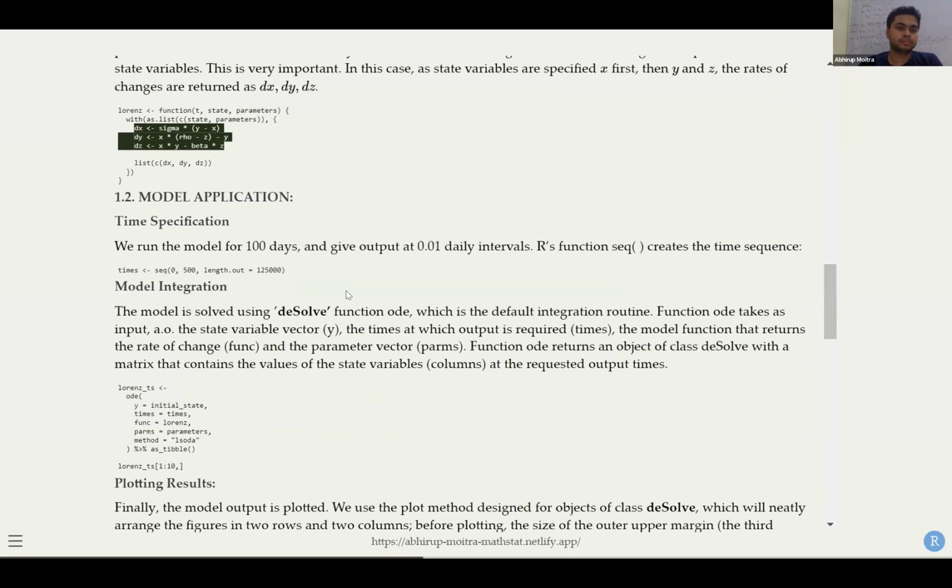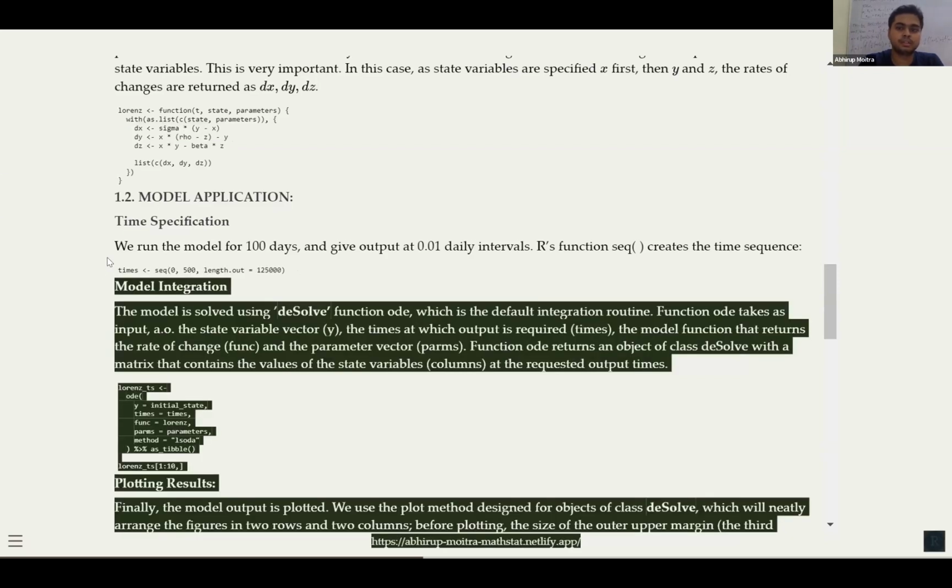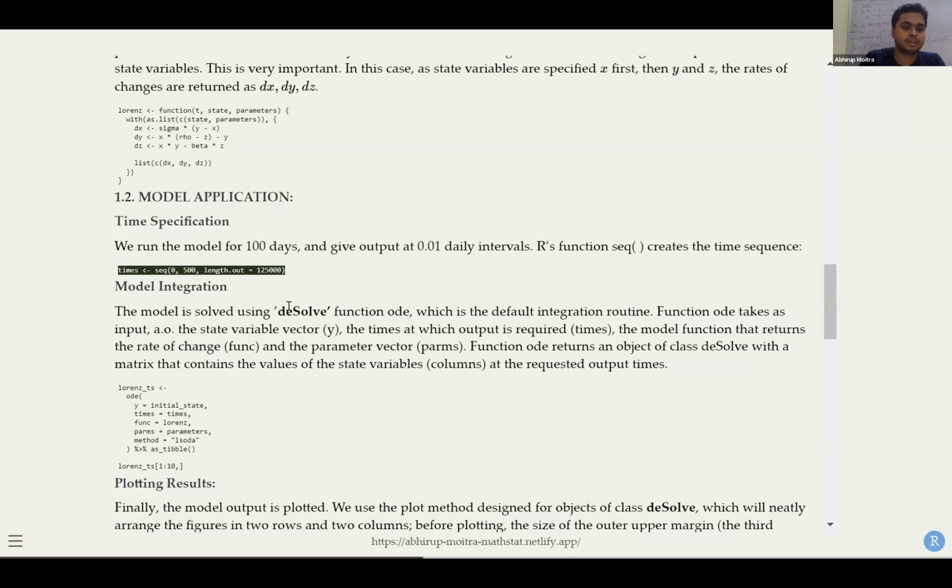And then comes the model application. Under model application comes the time specification. We run the model for 100 days and give output at 0.01 daily intervals. Our function, that is seq, creates the time sequences. Then comes the model integration. The model is solved using the ode function, which enables us to execute the ordinary differential equation, the default integration routine.